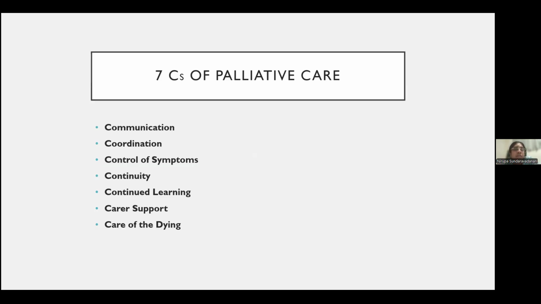There should be continuity of care. It should be a continued learning process. Every time we're learning how to do things better, and we should never forget carer support, because possibly someone who is suffering as much as the patient is the carer at home. And how we provide good care for the dying, and after dying, how we continue to care for the family, provide good bereavement support for them, and we are there for them.